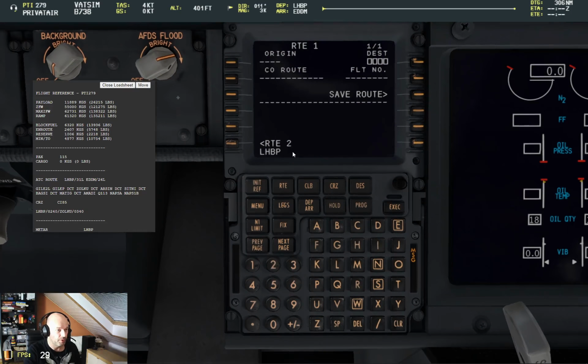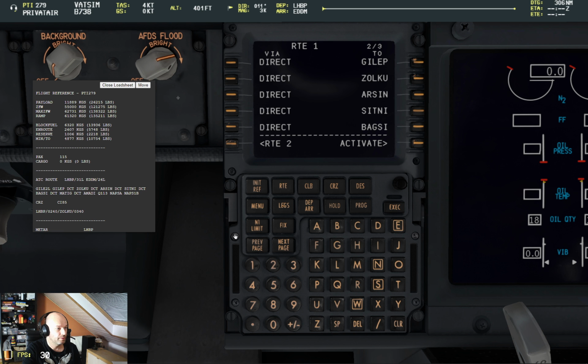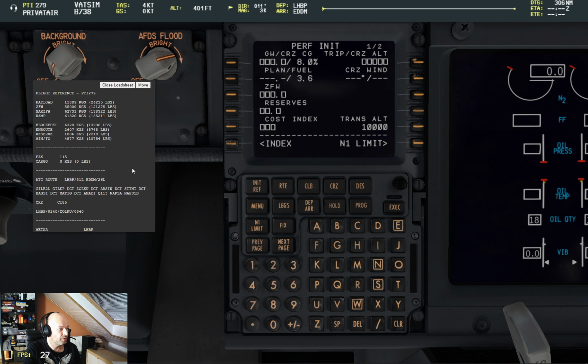Oops, there we go. So now we can load the routing from Budapest to Munich, EDDM 01. Company route, yeah, here it is. The routing should be here: Elab, Solcu, Arsin, Sydney, Baxi, Martik, Amadi Q113 to NAPSA. It's good. You can activate it, execute, and go to performance init.